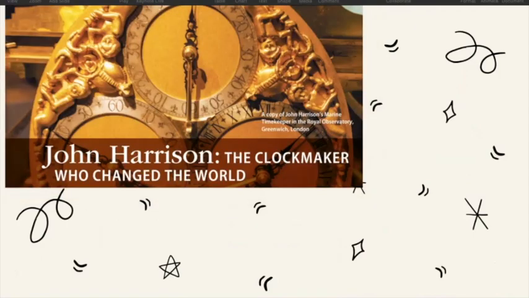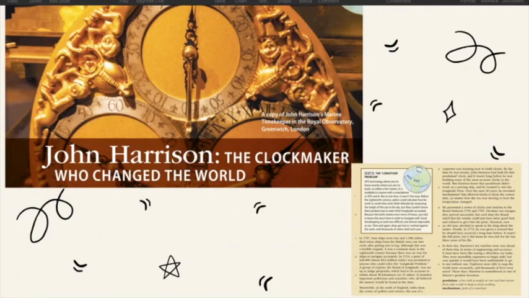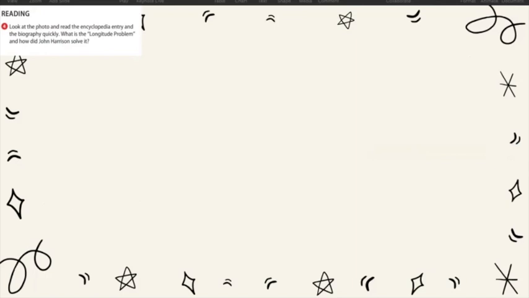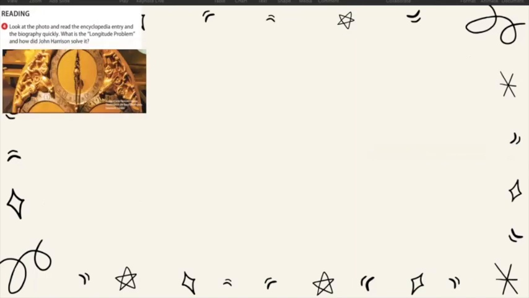Now, guys, we're going to continue with our reading of today. The name of our text is John Harrison, the clockmaker who changed the world. This is, well, as you can see in the image, we have a clock. So let's see. It says, look at the photo and read the encyclopedia entry and the biography quickly. What is the longitude problem and how did John Harrison solve it?